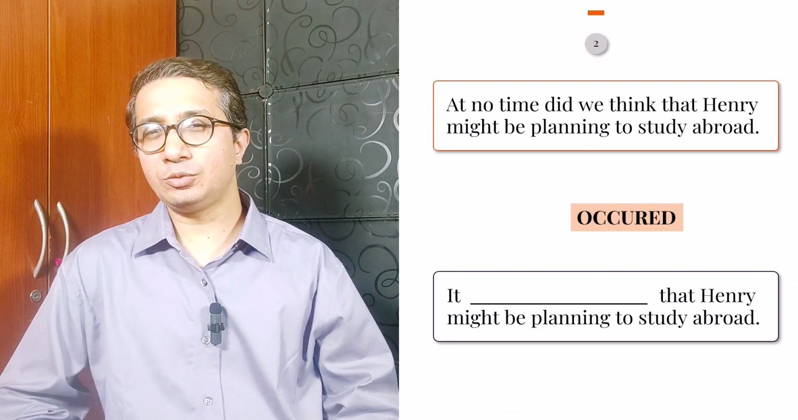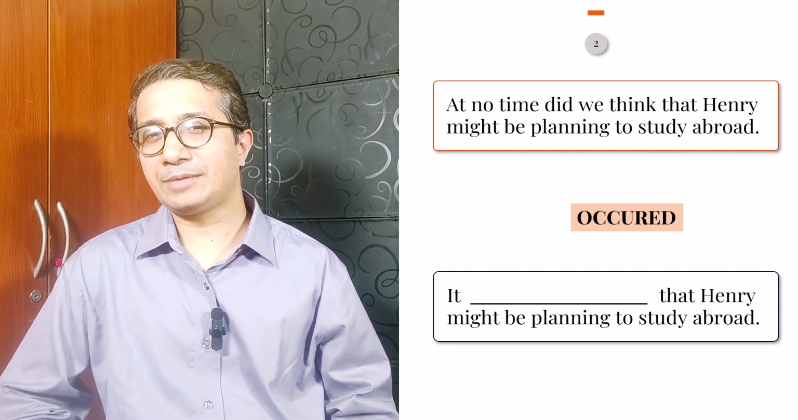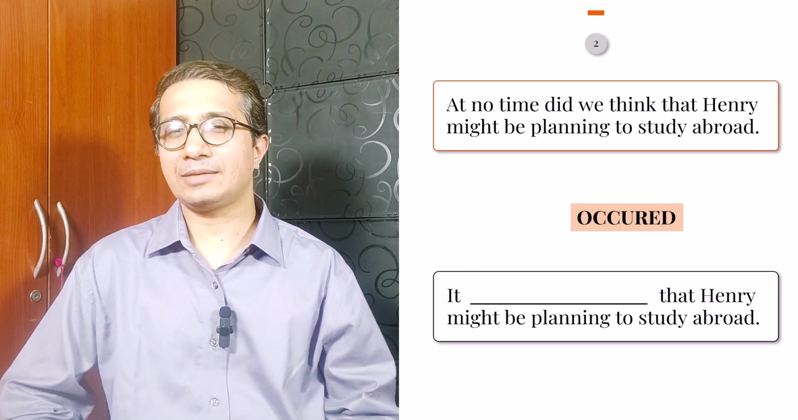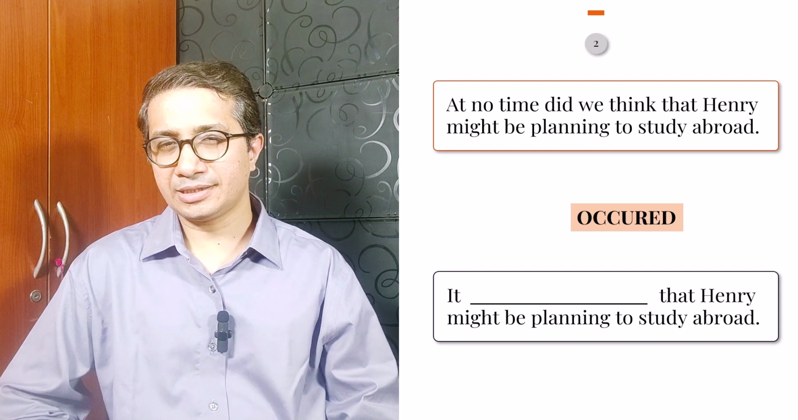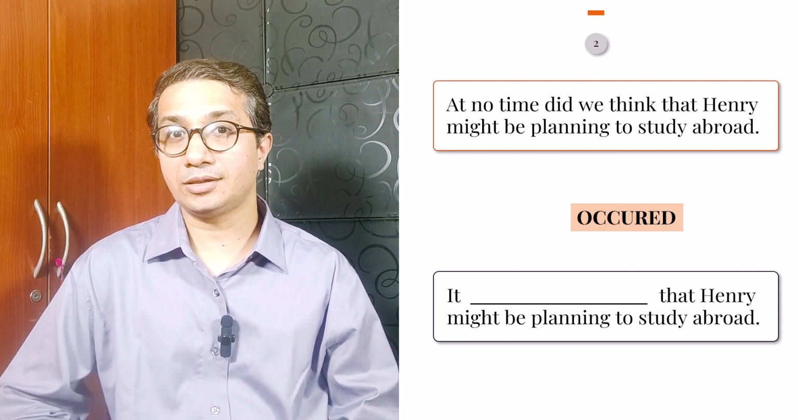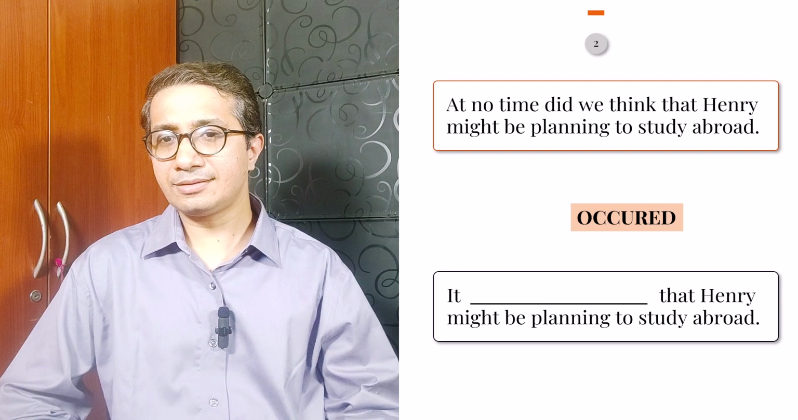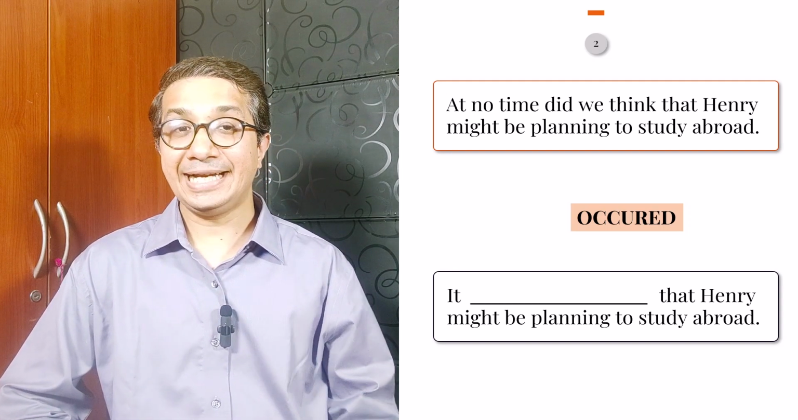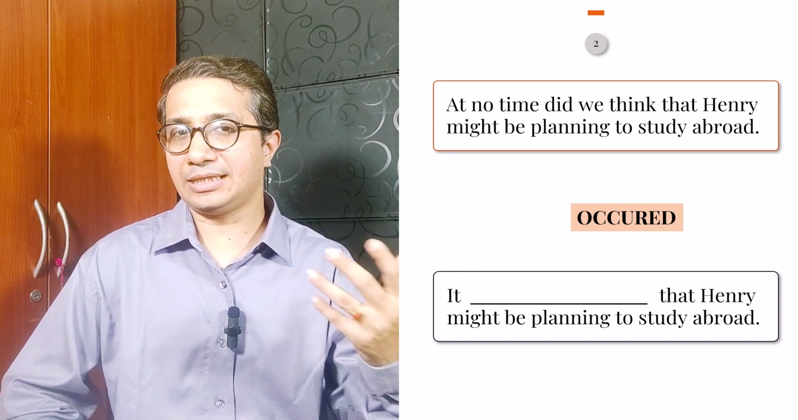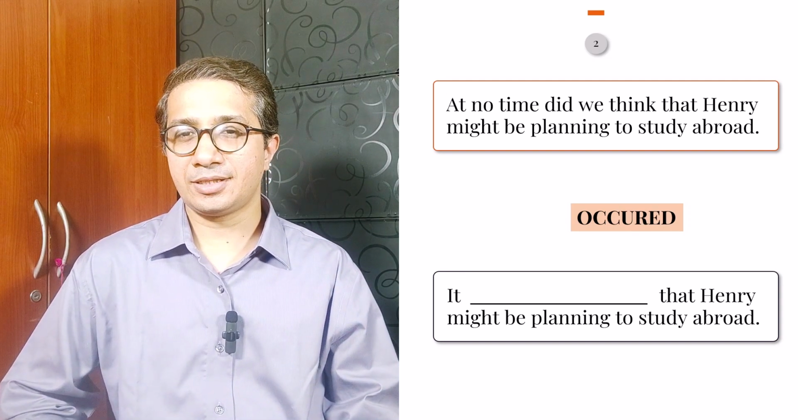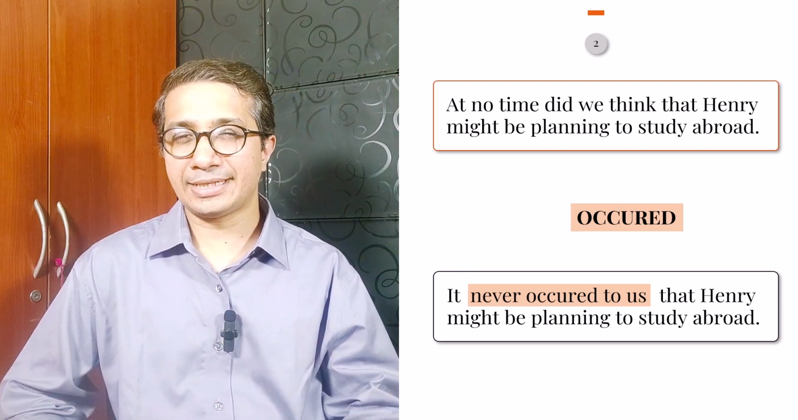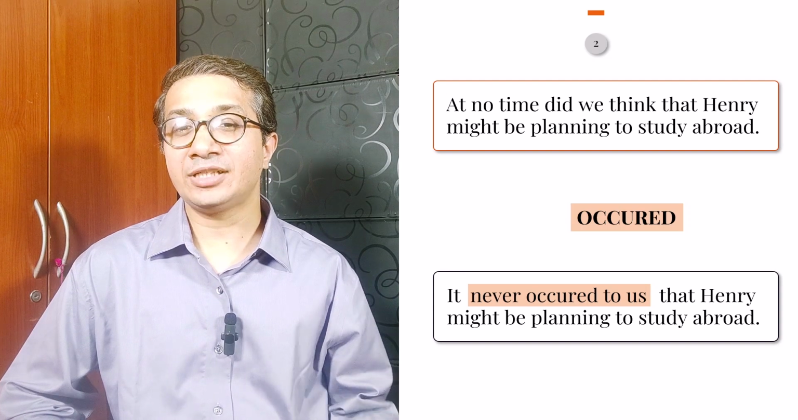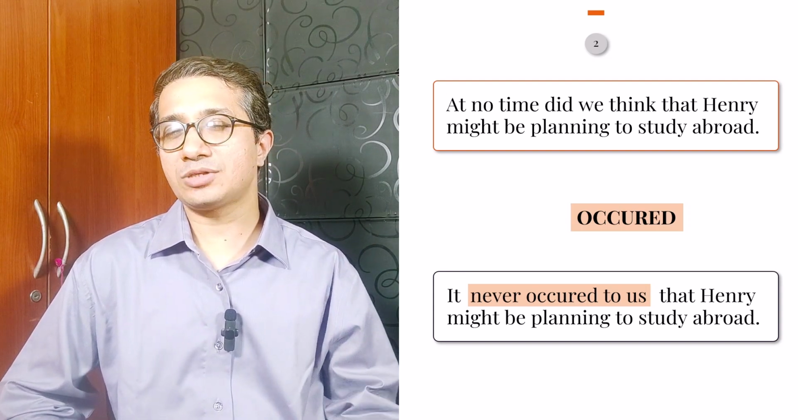Right. So here is the second statement. At no time did we think that Henry might be planning to study abroad. The keyword is occurred. And the second sentence, it that Henry might be planning to study abroad. The answer, it never occurred to us that Henry might be planning to study abroad.